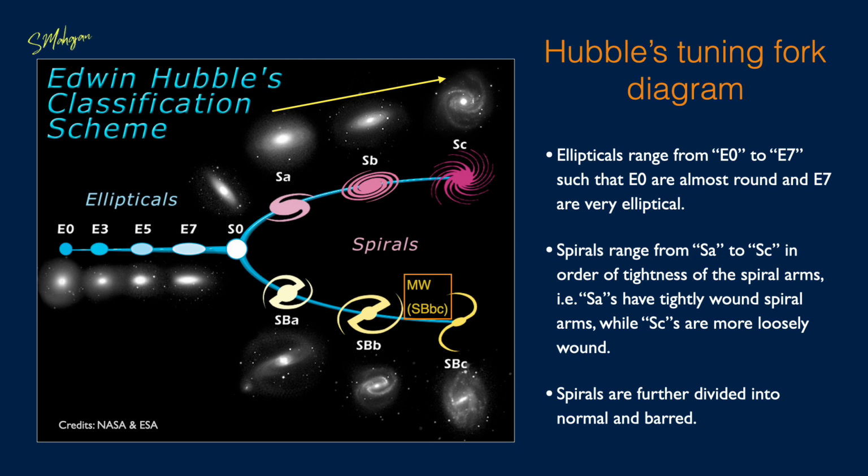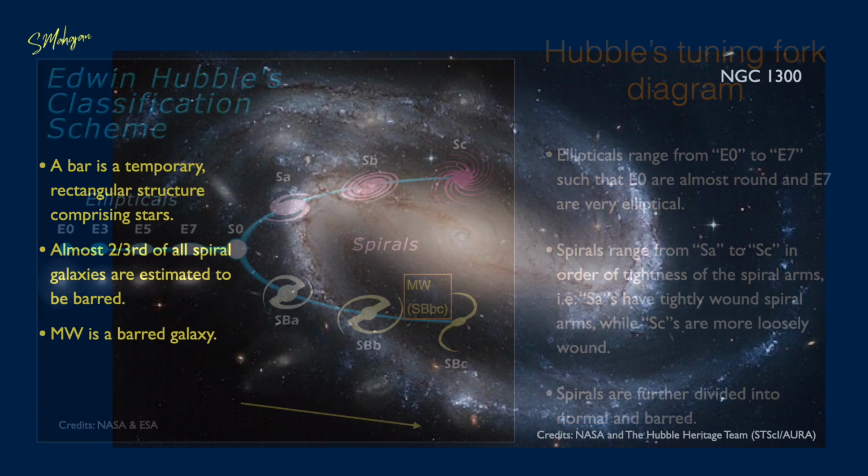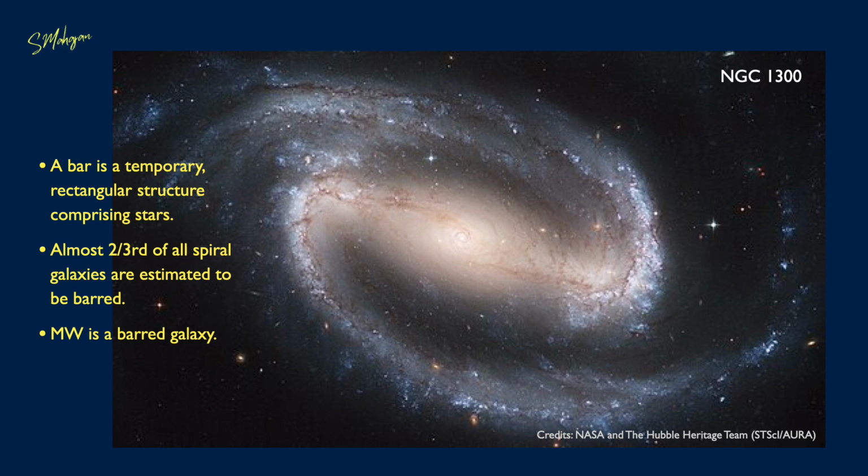The spiral galaxies are further divided into normal or barred spiral galaxies. A bar is a rectangular structure made up of stars, found at the center of large galaxies. Bar is a temporary structure, that is, it lasts a few million years and then dissolves. It can reappear in the lifetime of a galaxy many times. Almost 2/3 of all spiral galaxies are estimated to be barred, including our own Milky Way.